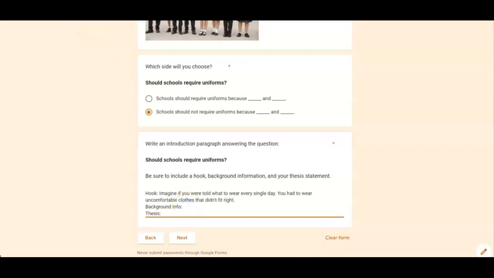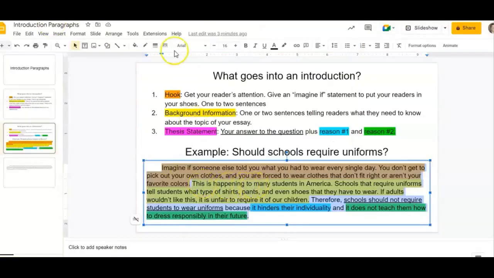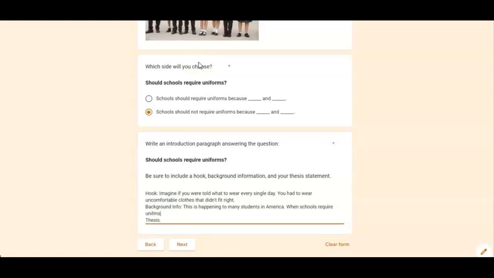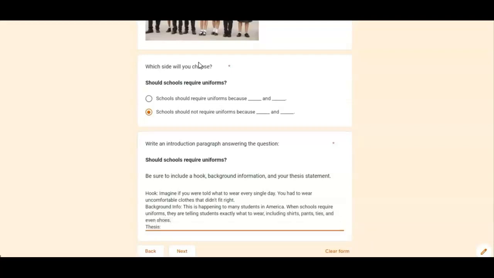Okay, then I move into my background information. What did I say? This is happening to students. So, this is happening to many students in America when schools require uniforms. They are telling students exactly what to wear, including shirts, pants, ties, and even shoes.